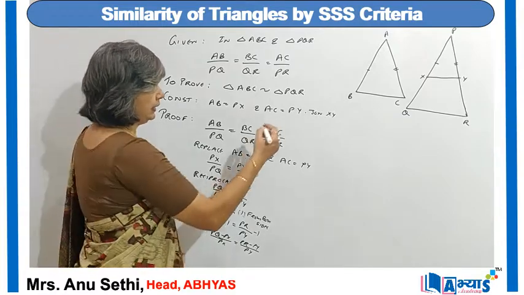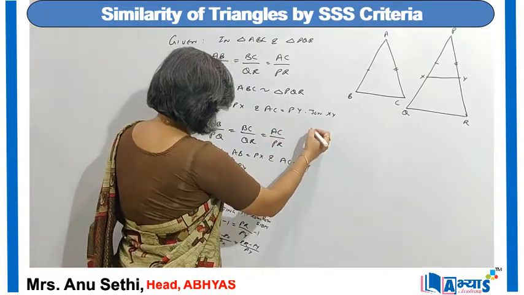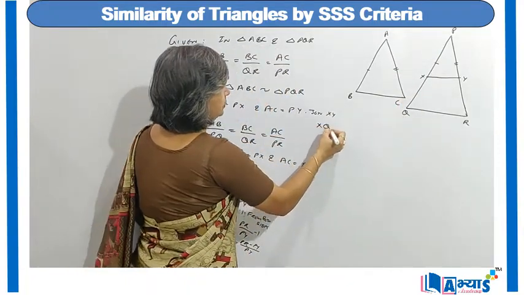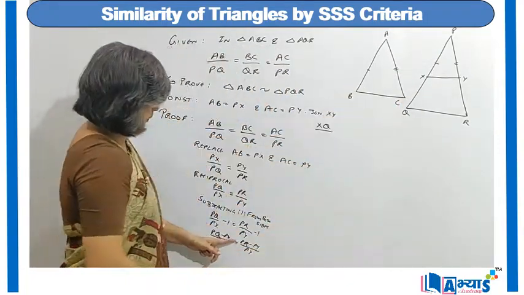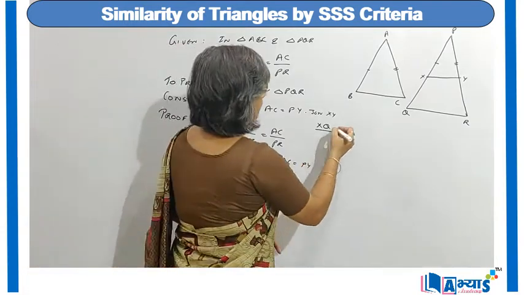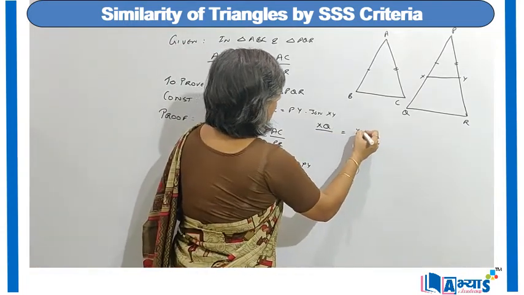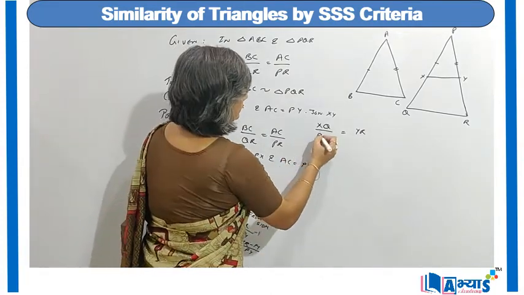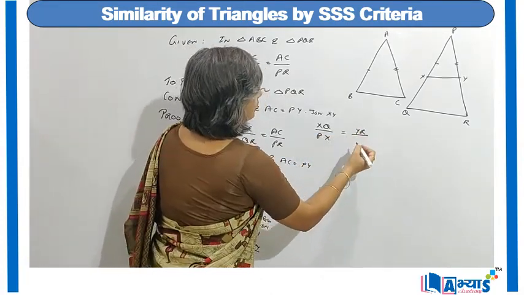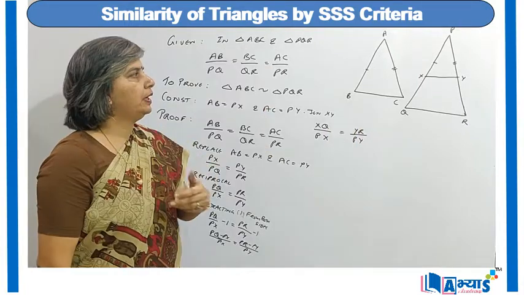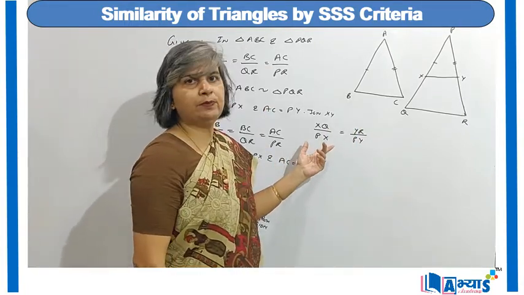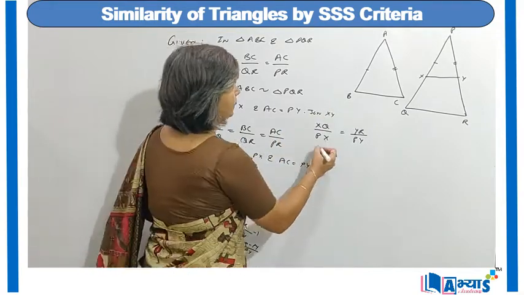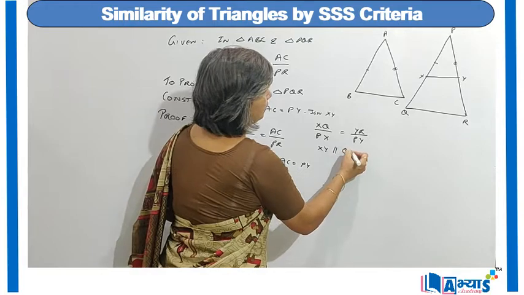On solving we will get PQ minus PX. Now PQ minus PX is XQ and PR minus PY will be equal to YR. So we will get XQ upon PX is equal to YR upon PY, and according to the basic proportionality theorem, as the sides are in ratio, that means XY will be parallel to QR.